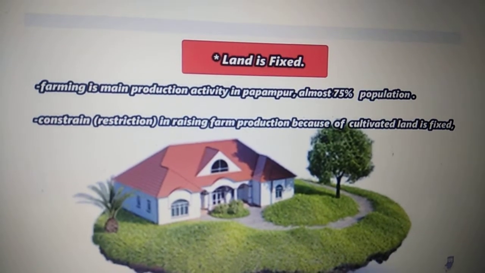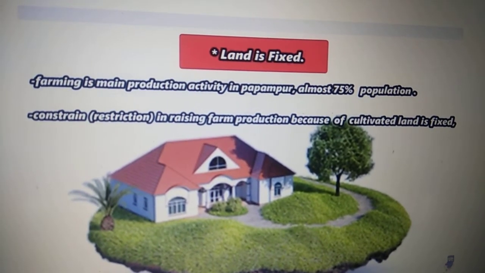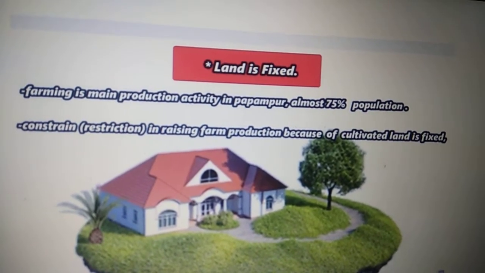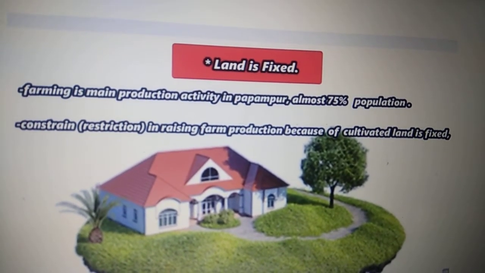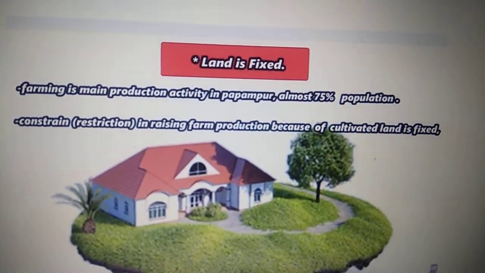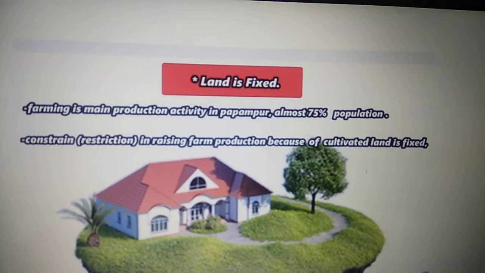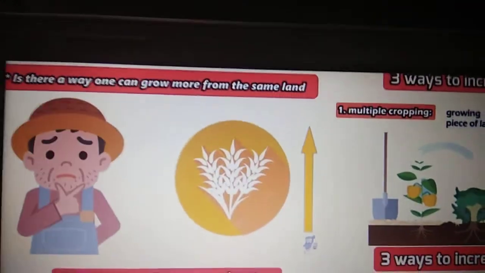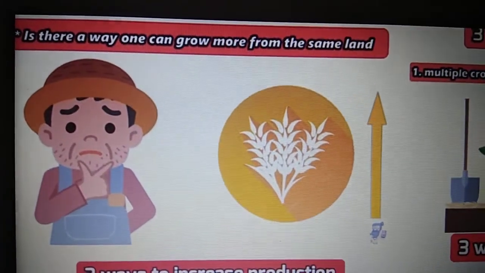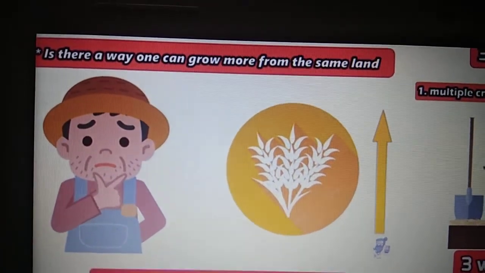So now there is a constraint. How can we raise the production from the land that is being cultivated? And that is all fixed. We cannot increase the land area. So now let us look into the next topic and see, is there any way in which the farmer can increase production? We look into some of the ways.